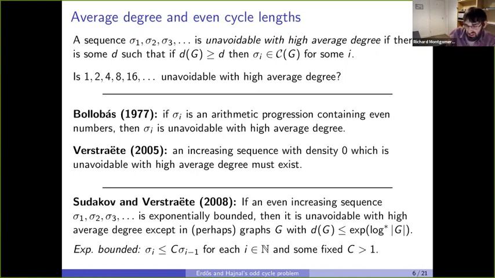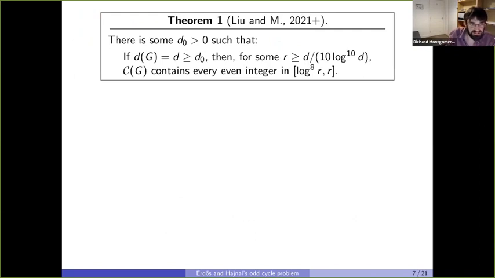proof to construct lots of cycles with different lengths and to find an interval in which we can construct a cycle of each even length in that interval. So, to soften you up, here is the result. As I said, if the average degree of a graph is just sufficiently large, then I can find some R. And in particular, this R is the parameter for this interval in the cycle space in which I can find every even integer. And the parameter R is almost as big as D, just a polylogarithm function below it.